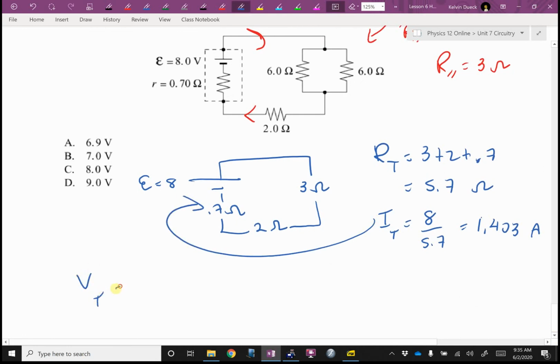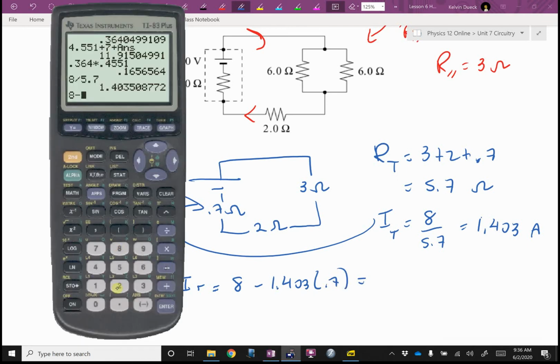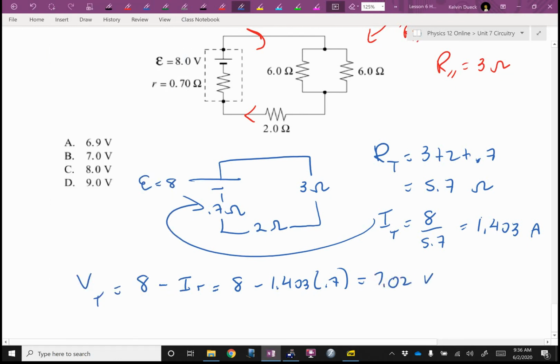So the terminal voltage is going to be 8, what I start with on the side of the battery, minus what I lose going through the battery, which is I times little r. It's going to be 8 minus 1.403 times 0.7. I can just use the answer button times 0.7, and I get a terminal voltage of 7.02 volts. Basically, we lose a volt going through the battery in this particular circuit.